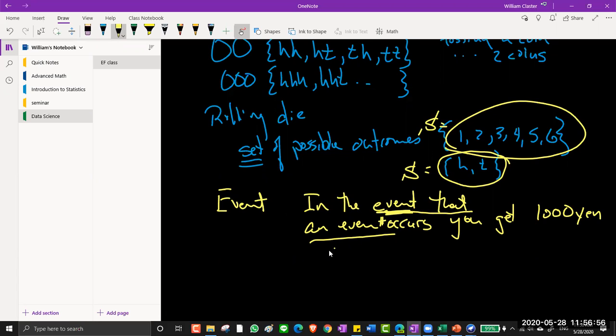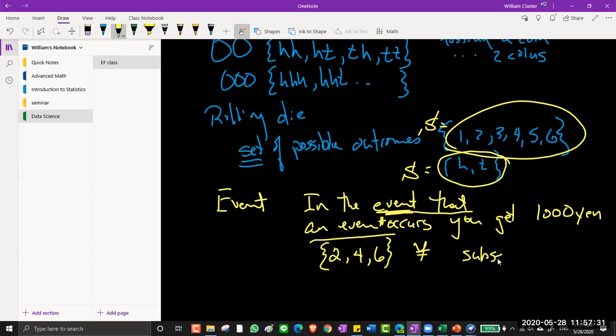I guess when the number is 2, 4, or 6. If either 2 or 4 or 6 occurs, then you're going to get the money, right? You're going to get the yen, right? So the event that an even number occurs is this set of outcomes, this subset of the sample space. The sample space was all the possibilities. This one, the even numbers, is a subset.